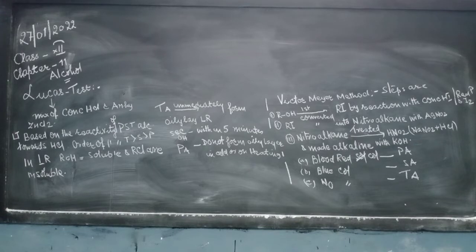So what is the distinction? If alcohol forms oily layer immediately with the Lucas reagent, it is tertiary. If it forms oily layer within 5 minutes it is secondary alcohol. If it does not form oily layer in cold or even on heating, then it is primary alcohol. So this is all about Lucas test.